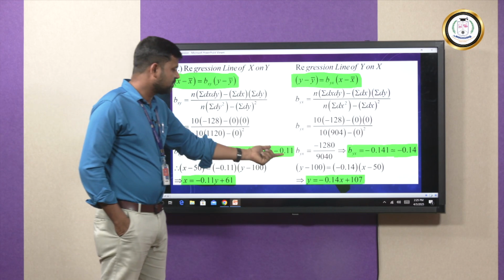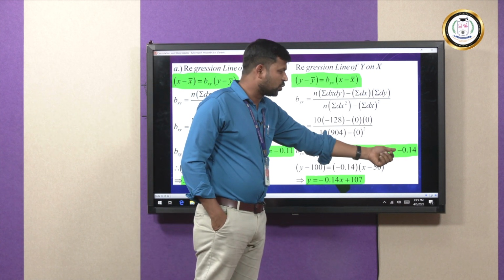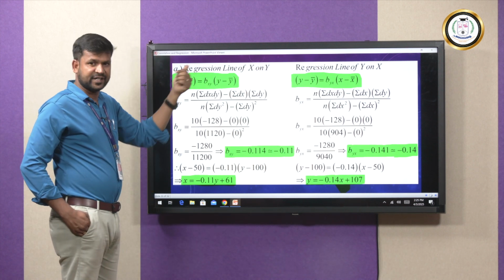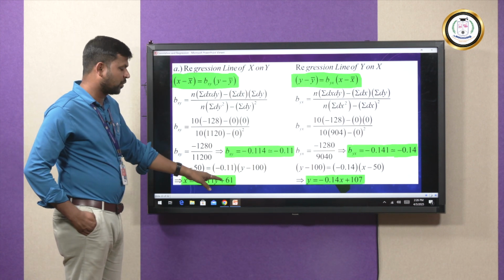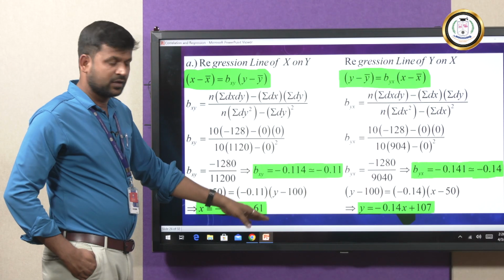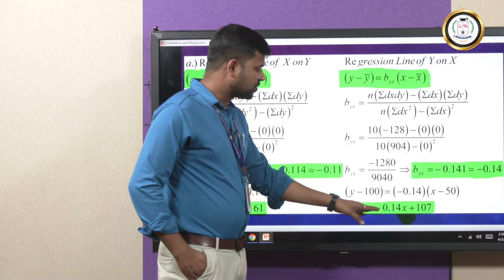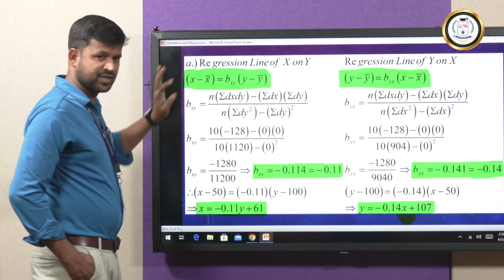Bxy will be minus 0.11 here, byx will be minus 0.14 here, so that the regression line of x on y finally will be x equal to minus 0.11 y plus 61, and here the regression equation of y on x will be y equal to minus 0.14 x plus 107. This is for the first question.